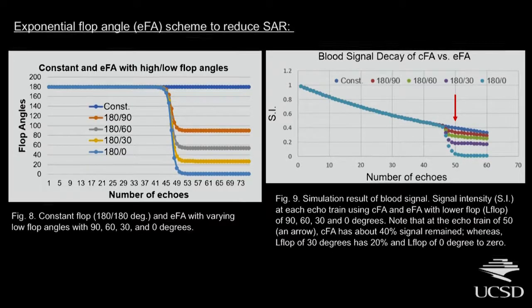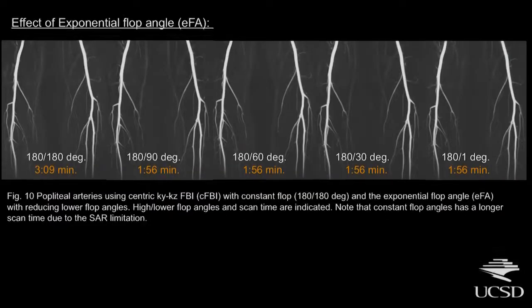Sorry, it's not going. Okay, this shows the difference in flip angle. The constant flip angle gives 3 minutes and 9 seconds, and the lower flip angle gives less than 2 minutes scan for this femoral station, and the depiction is very similar. The reason for less than 2 minutes with this flip angle is that the SAR is lower, so we could acquire in a 2 RR interval.